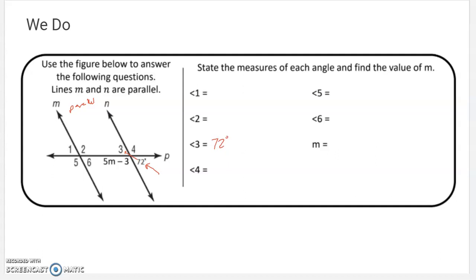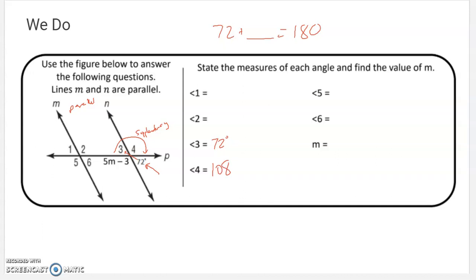Let's see. I could do either the variable one or the 4 next. Let's go to the 4. It's probably less intimidating. 3 and 4 together are supplementary. They make a straight angle. So 72 plus this missing angle for 4 should make 180. That I believe is 108.